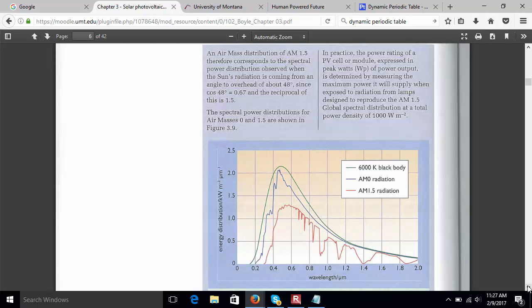So air mass 1.5 corresponds to the spectral power distribution observed when the sun's radiation is coming in from an angle of about 48 degrees. It just means you've got about 50% more atmosphere in the way than you would if the sun were directly overhead.